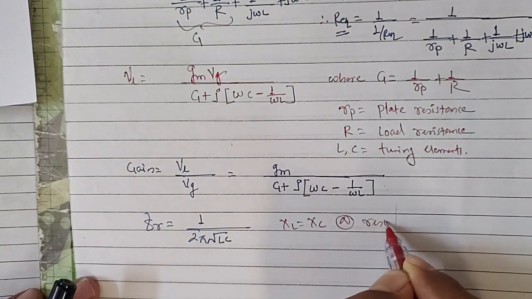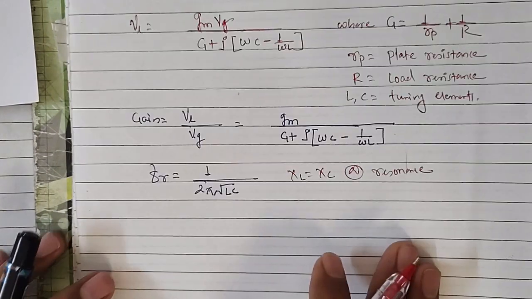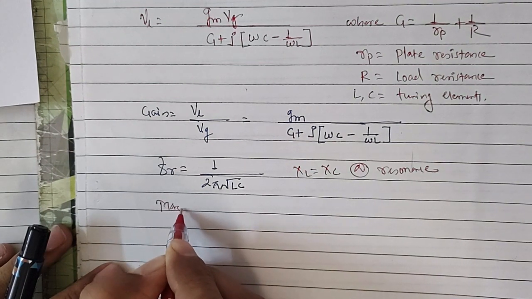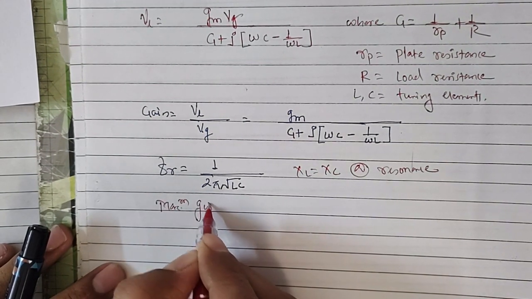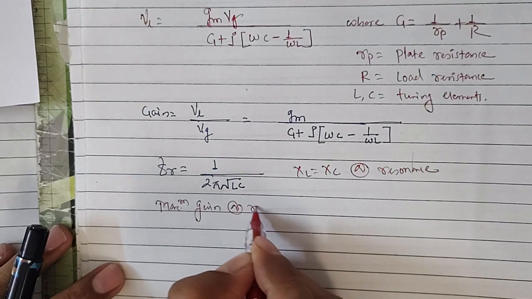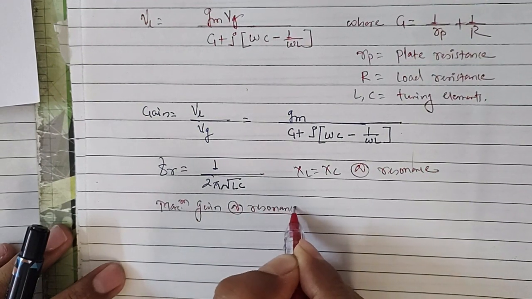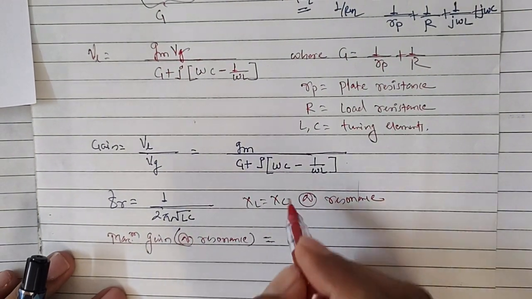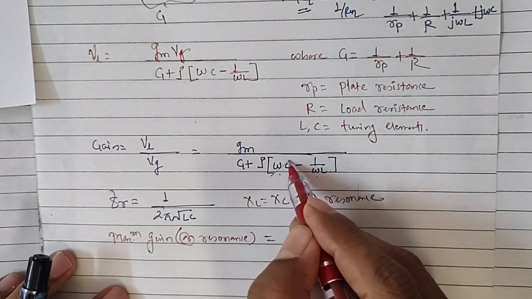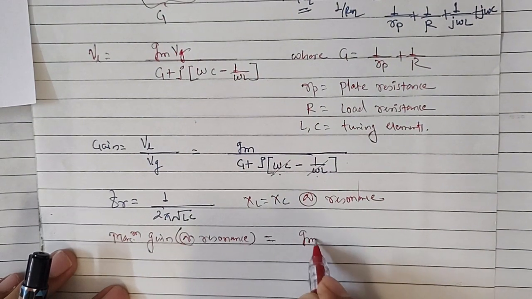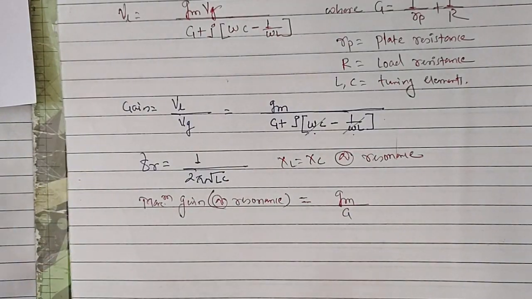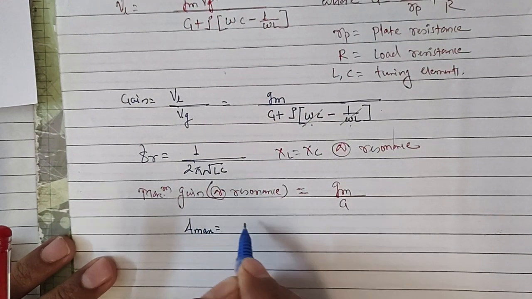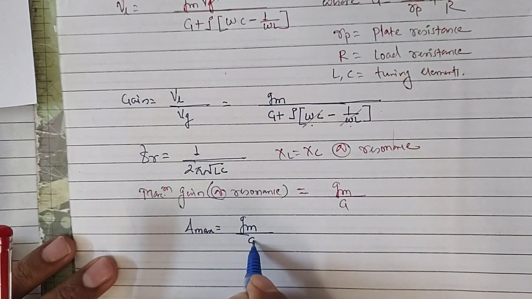At resonance XL is equal to XC. So from this equation, if you want to obtain maximum gain, it is possible at resonance, and when these two quantities XL and XC are the same, they cancel out, so it is GM by G. Therefore A max is equal to GM by G.